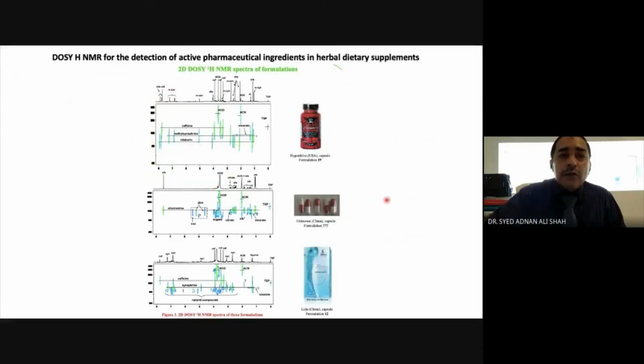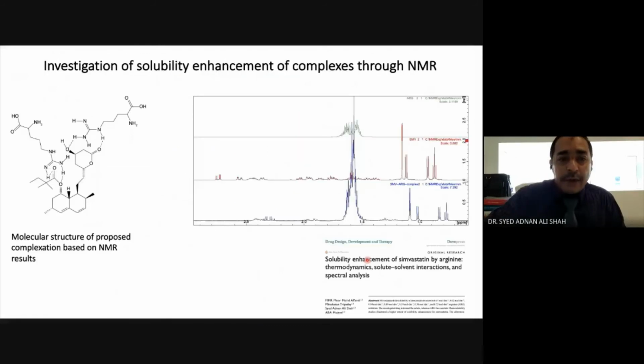It is also used in order to identify the active ingredient in the case of herbal dietary supplements, the identification of different compounds on the basis of the diffusion coefficient. You can easily identify these APIs in herbal dietary supplements.